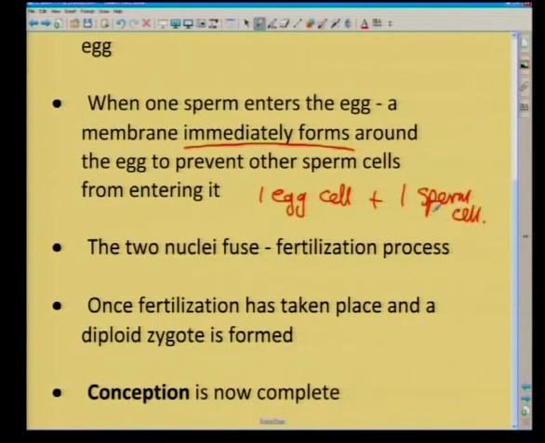As soon as that sperm cell goes in, the membrane closes up and there is no way any other sperm cell can enter. Two nuclei fuse and then the fertilization process occurs. Once fertilization has taken place, we now have a diploid zygote. And we say conception is complete.